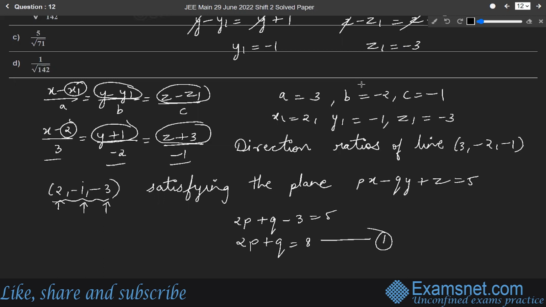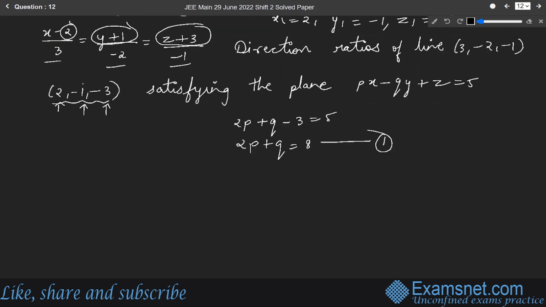Now it is given that the line lies on the plane. It means that the line is parallel to the plane. See, this is the plane and this is the line. You can see that the line is parallel to the plane.